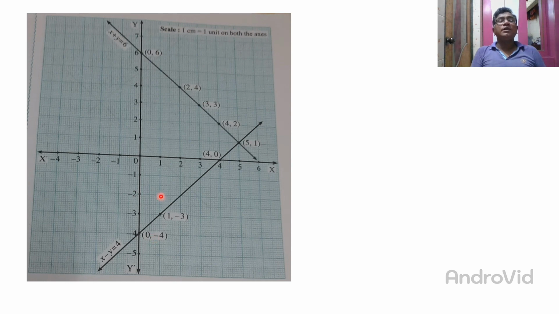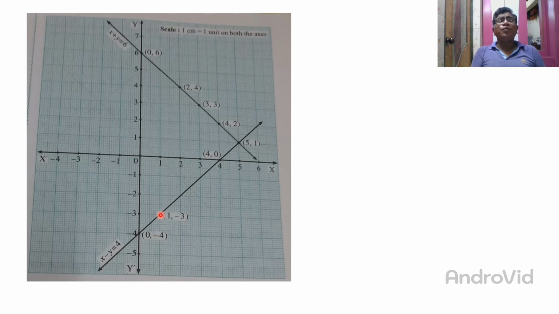The second point is 1 and minus 3. This is 1 on the x-axis, and I keep the cursor there. On the screen it is indicated by the red dot. So I keep the cursor on 1 and start my journey up to where I get minus 3, and I stop here. So here I get the point 1 and minus 3. Is that clear? This is the second point.